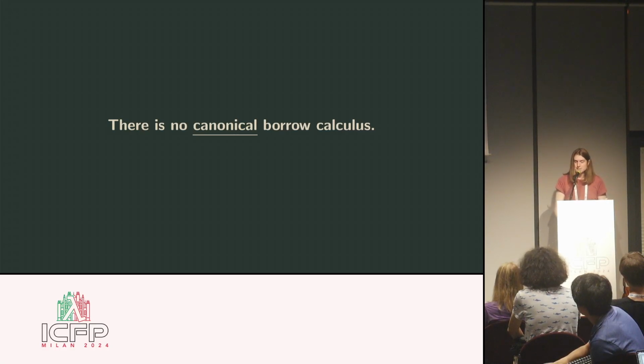And by canonical, I mean something that wouldn't look out of place if it appeared in Types and Programming Languages, in TAPL, for example, if TAPL had a chapter about borrowing.